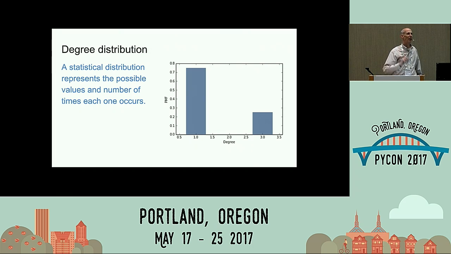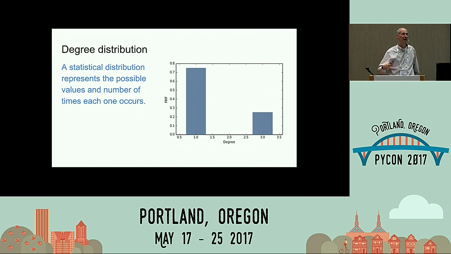If you're familiar with probability mass functions, this is a probability mass function that shows that for degree 1, there are 3 people. 75% of the people have degree 1, meaning they have one friend. And then there's one person, 25% of the population, who has 3 friends. So this graph represents the degree distribution.